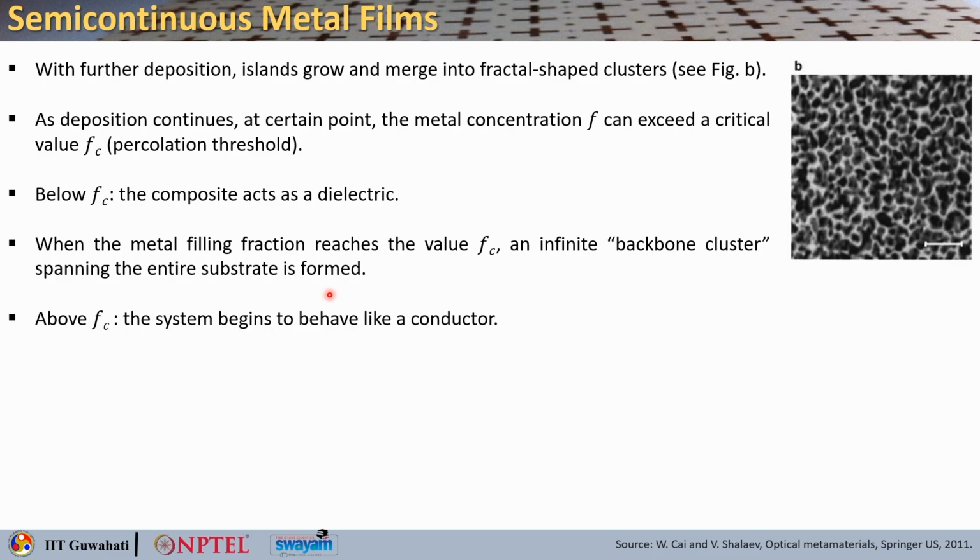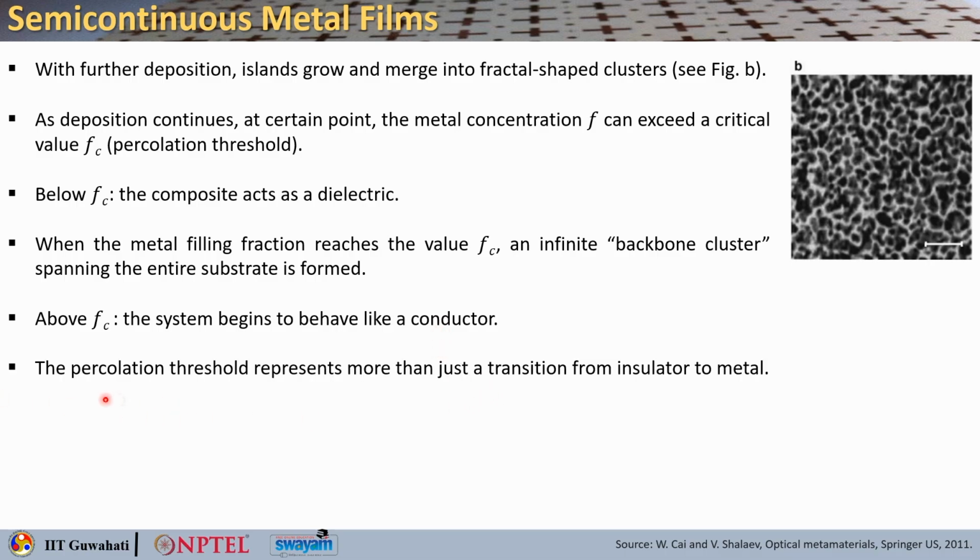formed. So, you basically have a backbone of metal covering the substrate. So, you can say that above Fc the system begins to behave like a conductor, and below Fc it is basically acting as a dielectric. So, the percolation threshold represents more than just a transition from the insulator to the metallic phase.